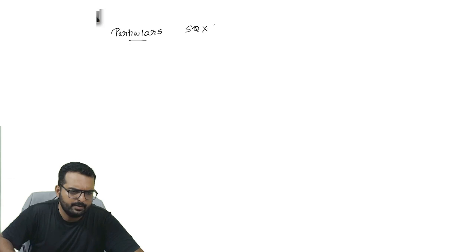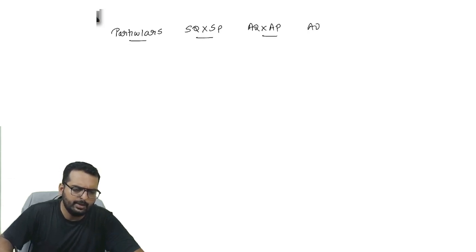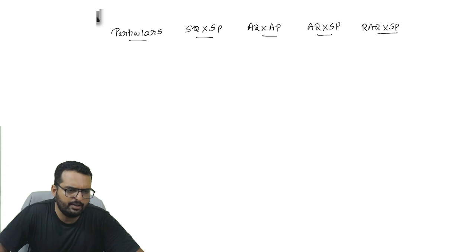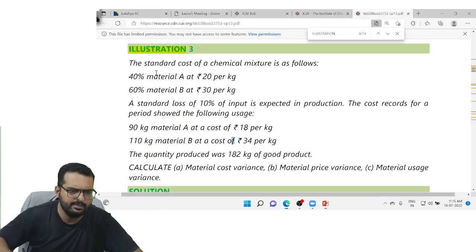Fine, friends. So once you get this, the rest of the part is easy. I'll draw the table. Table filling, you will only do it, okay? SQ into SP, AQ into AP, AQ into SP, and what will be the last one? RAQ into SP. So we are having two products. What is the name of the two products? A and the other one is B.